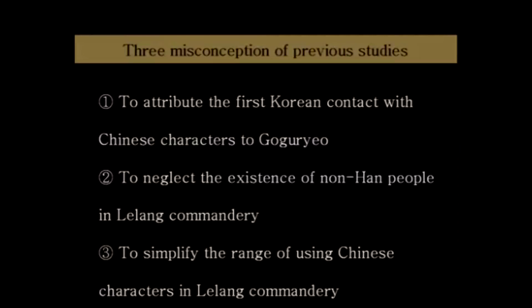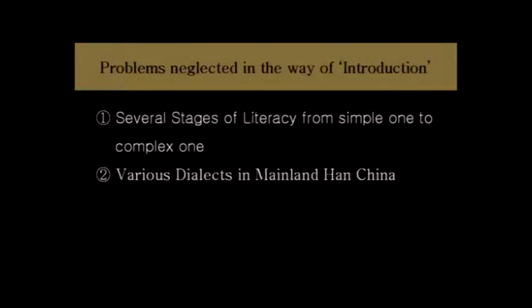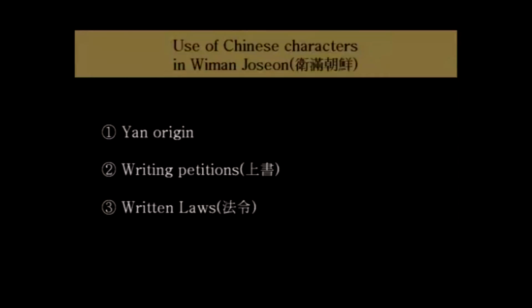So, in short, and briefly speaking, I'd like to assert that there are three misconceptions in the previous studies. The first one is they like to attribute the first Korean contact with the Chinese characters to Gao Guoli, not the Lelang. The second one is they tend to neglect the existence of non-Han people in Lelang commentary. And the third problem is they are inclined to simplify the range of using Chinese characters in Lelang commentary. And there are also other problems neglected in the way of introduction. They neglected several stages of literacy from simple to complex. And they also neglected the various dialects in mainland Han China. And yeah, I just criticized the previous studies.